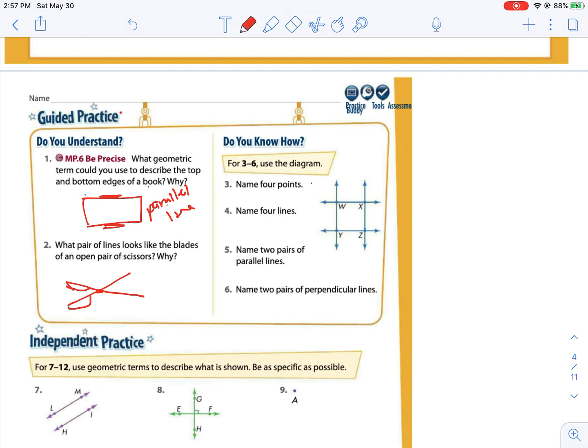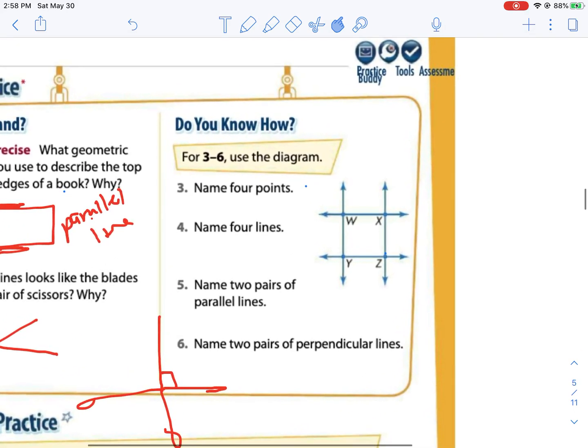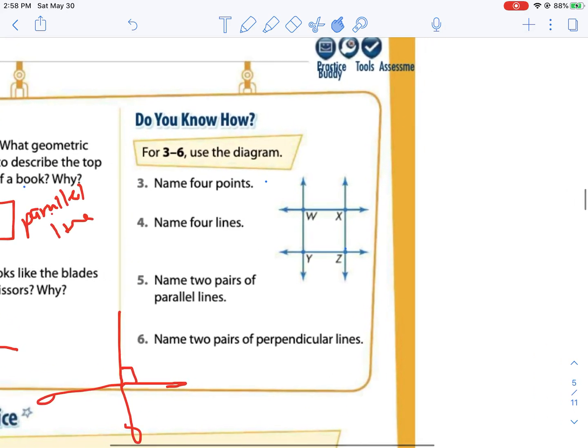Now, if the scissors were wide open, with a blade here and a blade here, and here's the handle and here's the handle, this would be perpendicular because the blades would be so open that they would cause a 90-degree angle. And so that would be perpendicular. So scissors, if you opened them all the way, could create perpendicular lines. All right, let me see if I can enlarge this a little bit more.